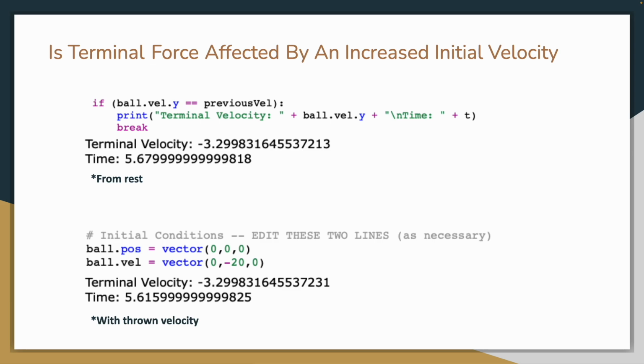In conclusion, the terminal velocity of an object is not affected by an increased initial velocity. However, the time may be affected. This concludes my lab.